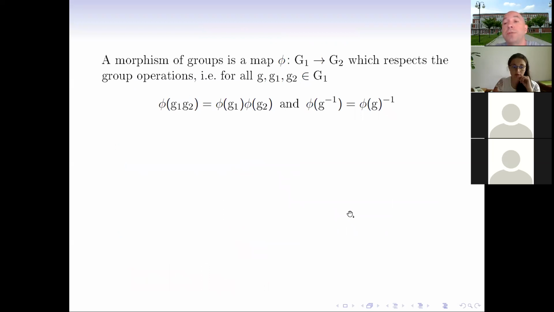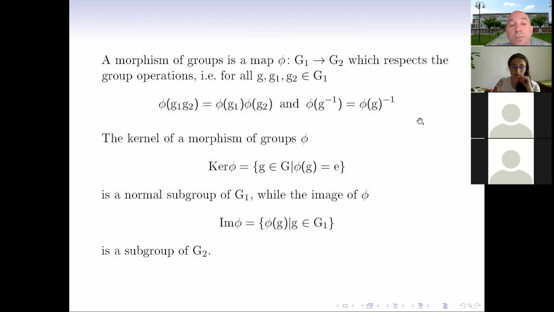Now, whenever we know some algebraic objects, algebraic structures, we are always interested in maps which preserve these structures. In the case of groups, these are morphisms of groups. So a morphism of two groups, phi from G1 to G2, is a map from G1 to G2 as sets such that phi of G1 G2 equals the product of phi G1 and phi G2 inside the group G2, and phi of G inverse equals phi of G inverse. From these two properties, it's easy to see that phi of E, the neutral element, equals the neutral element in the other group.